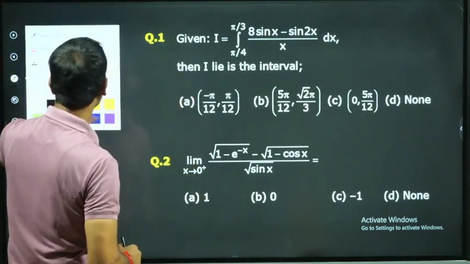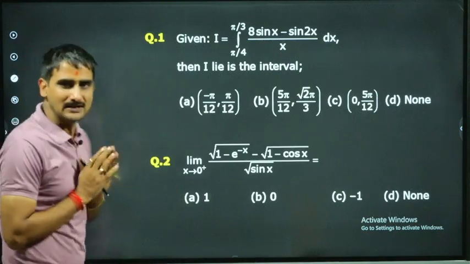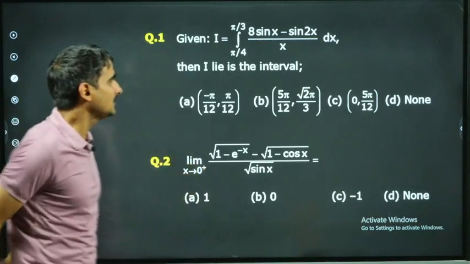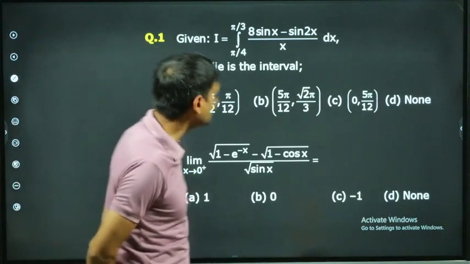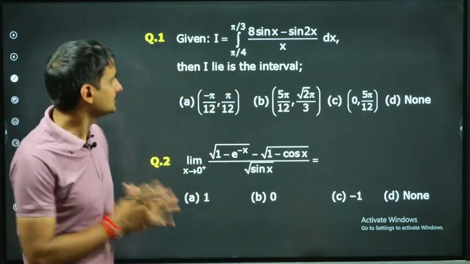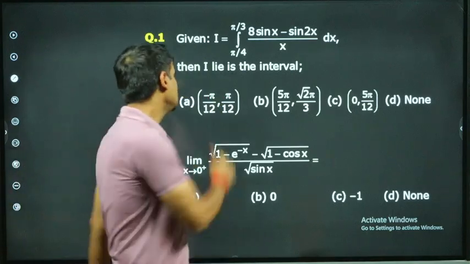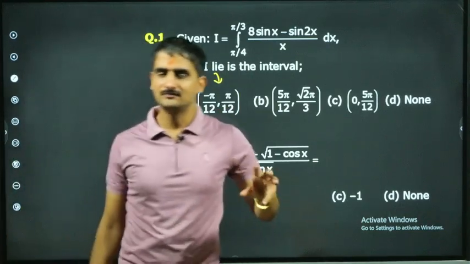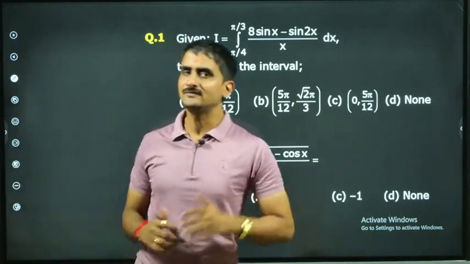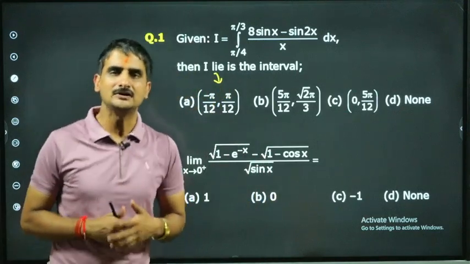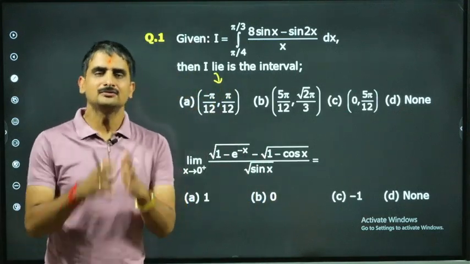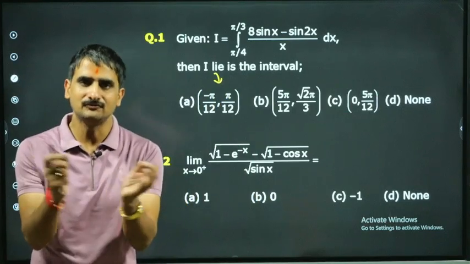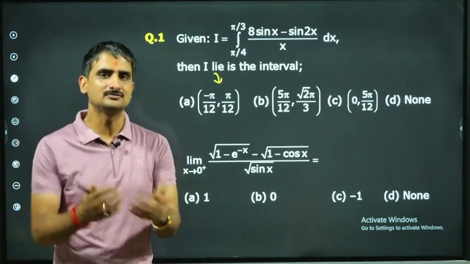So the first question is your I is the integral from pi by 4 to pi by 3 of (8 sin x minus sin 2x) by x. So that's your definite integral and we have to find the range in which this I lies. Now that's a very different type of question, but normally when we have to find the range of the integral I, we use a few standard inequalities related to definite integration.